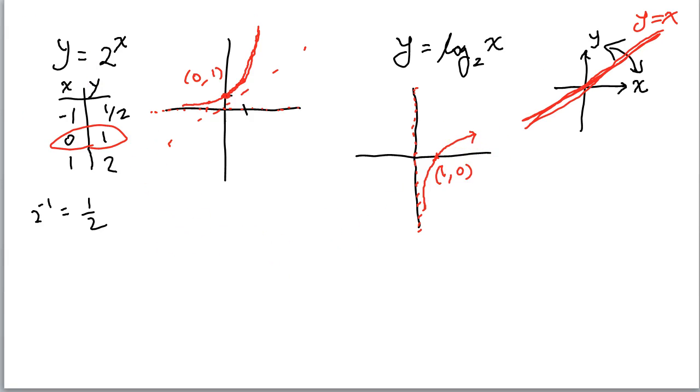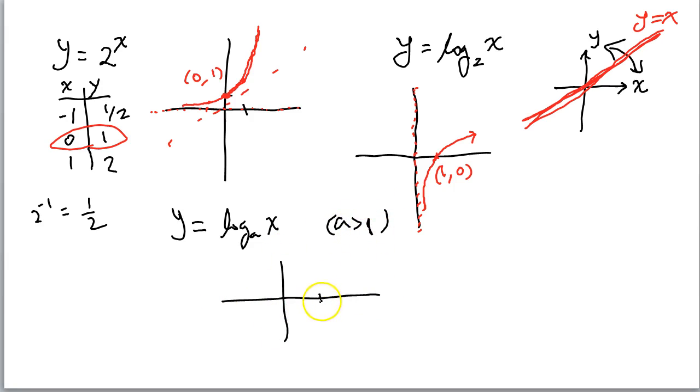Now in general, the graph of y equals log base a of x, with a bigger than 1, looks like the following. It will always pass through (1, 0). It will always have the vertical asymptote at the y-axis, so that when x goes closer and closer to 0, it will go all the way down to negative infinity, and then if you go right, it's going to bend this way. So that's the graph of y equals log base a of x in general.